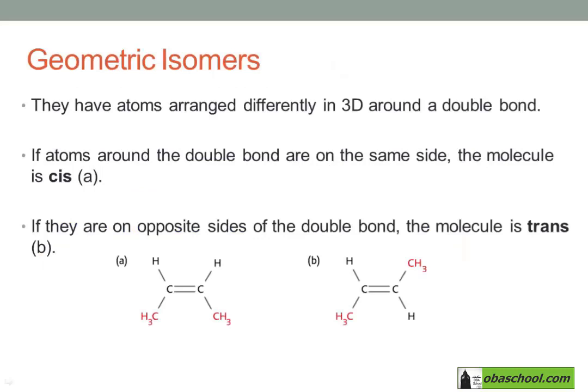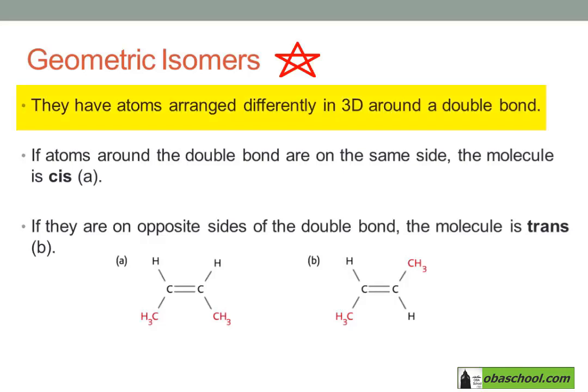We also have geometric isomers. They have atoms arranged differently in 3D around a double bond. So they don't have to have all of their atoms arranged differently like structural isomers. They just have to be arranged differently around the double bond that exists in the molecule.